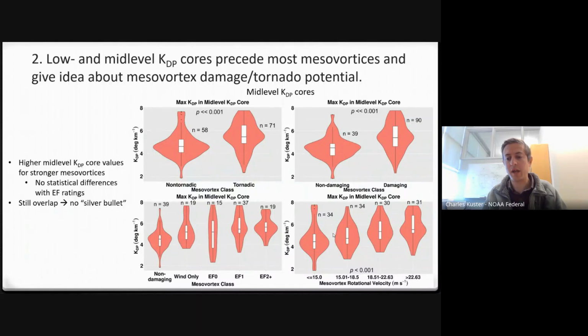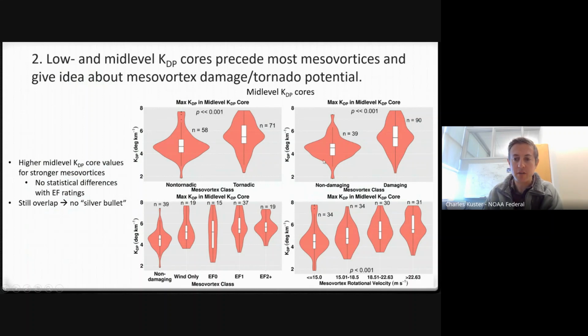So we looked at max mesovortex rotational velocity. Of course, there are limitations with storm data. Really, there's no perfect method, but we also do see an increasing trend where as the rotational velocity of the mesovortex increases, which is along the x-axis, the distributions get stronger for the KDP core, which is on the y-axis.